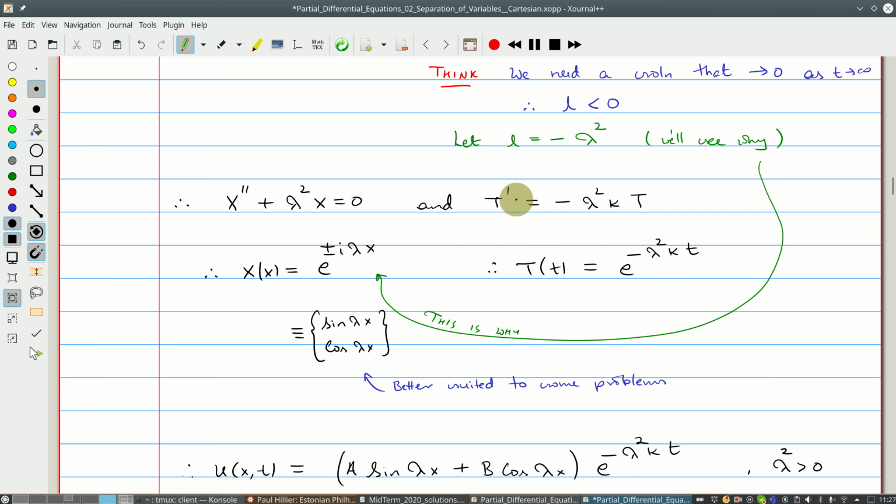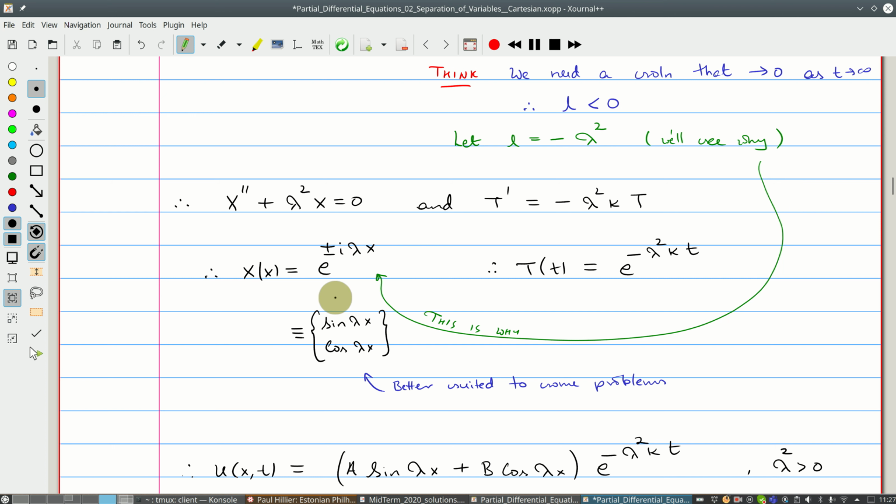Now the solution to the T equation is trivial. It's just the exponential of minus lambda squared kappa t. The solution to the X equation, this is an equation you have seen a million times now. It's e to the plus or minus i lambda x. And this is why we chose this to be lambda squared, so that we don't have a square root in here.